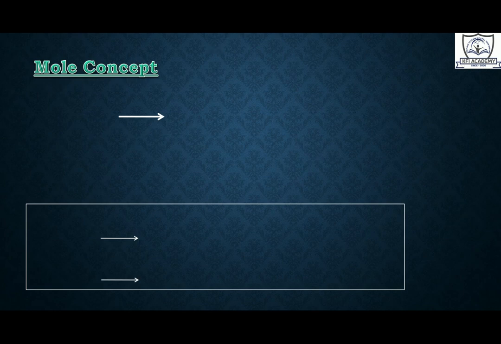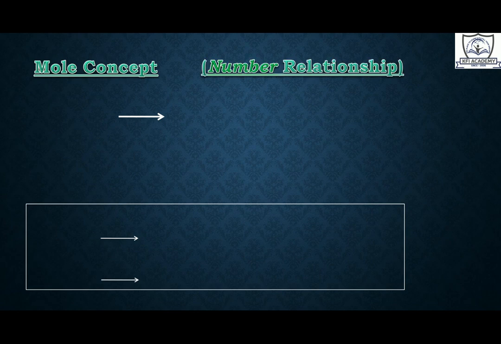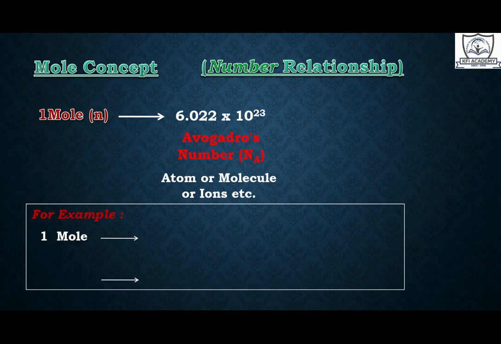First we will discuss the relationship between mole and the number. Okay, so 1 dozen is equal to 12. Like that, 1 mole is nothing but 6.022 into 10 power 23. It may be atoms or molecules or ions. It is also known as Avogadro number. For example, 1 mole of any compound or any molecule contains 6.022 into 10 power 23. 1 mole is equal to 6.022 into 10 power 23.